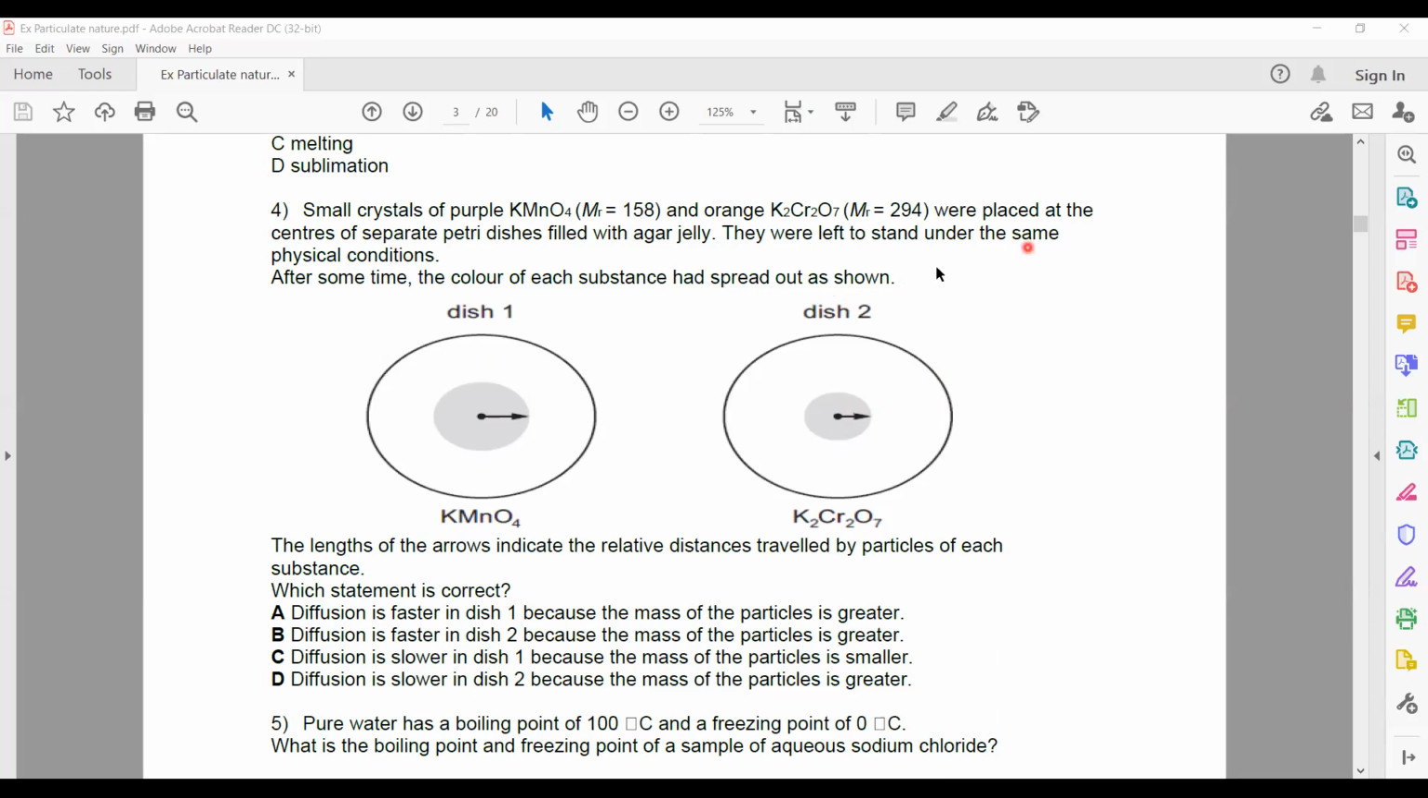They are left to stand under the same physical conditions, which means the temperature remains the same. After some time, the color of each substance has spread out, as you can see for KMnO4 and K2Cr2O7. The length of the arrow indicates the relative distance traveled by particles of each substance. Which statement is correct?